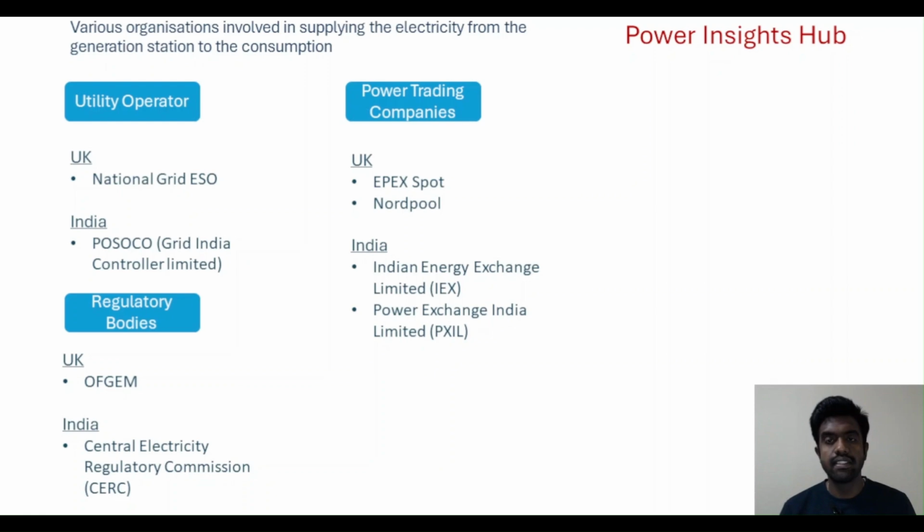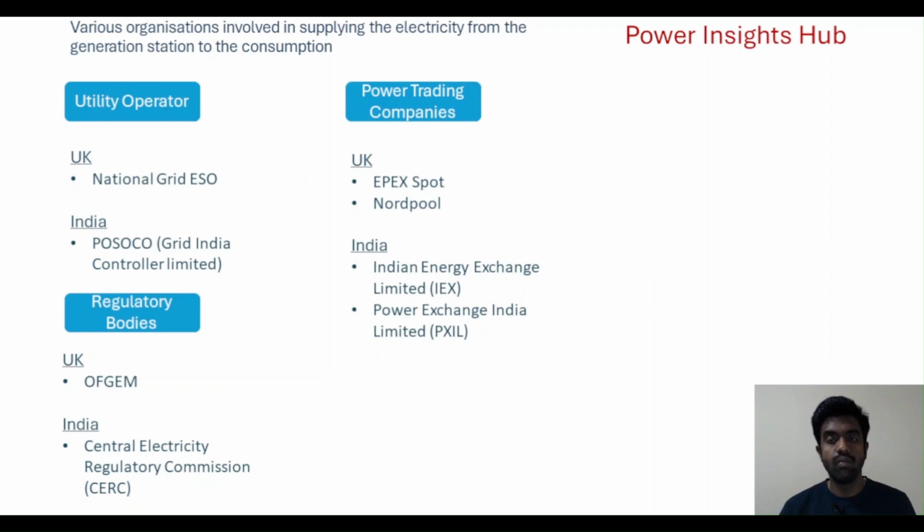Well, somebody has to facilitate the power trading between the power generation companies and the consumption companies, right? The energy suppliers and the distribution companies. There are many companies operating in this space in the UK and India, and I'm just listing the major ones. In the UK, there are Epex Spot and Nord Pool. In India, there are Indian Energy Exchange Limited and Power Exchange India Limited. Both of these companies in India were introduced in 2008, I guess, and in the UK these companies have been working for almost 3 decades.